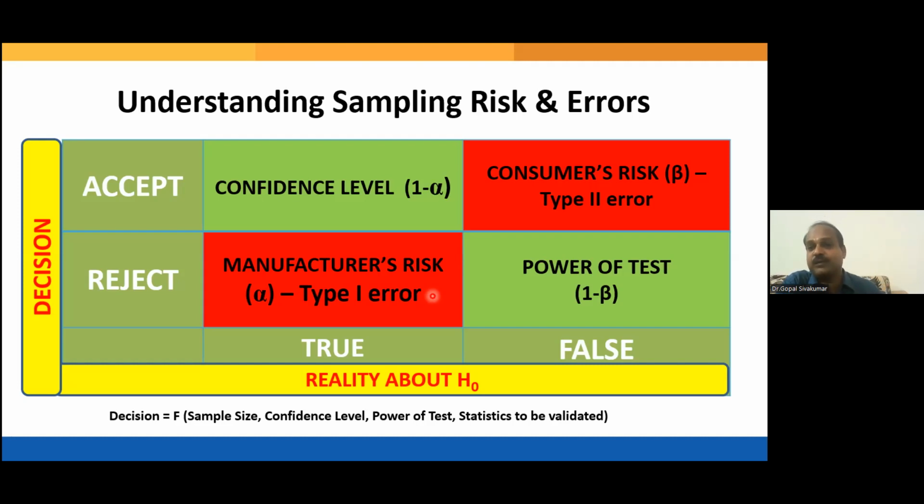But since you have tightened the procedure, you may go to the extent of even rejecting a good quality rice bag. Am I correct? Now you are putting the manufacturer at risk because of your sampling procedure, the way you are taking the sample and the method you are following. You are increasing the risk of the manufacturer. You are even rejecting a good product. This is called a type 1 error.